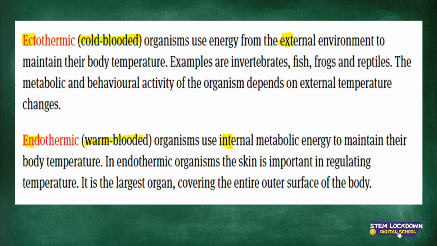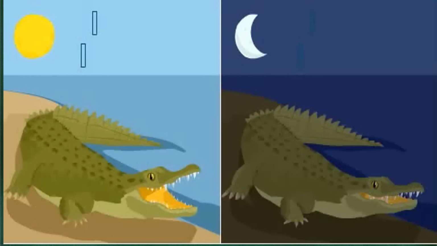In endothermic organisms, the skin is important in regulating temperature. It is also the largest organ, which covers the entire outer surface of the body. So if you look at all the various endothermic organisms, they have skin, which is very important in regulating temperature. It's also mentioned that the skin is the largest organ, so it ensures that it covers all the parts of the body, so that temperature is regulated in all the various parts of the body. We also discussed the layers of the skin and how they function.